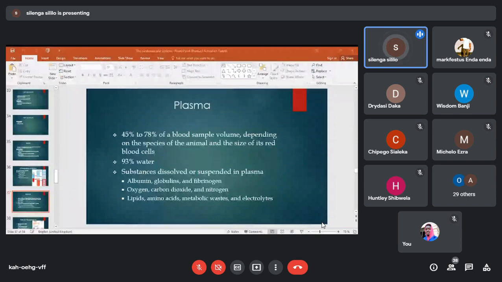So we are saying 99% of plasma is water, and then there are substances dissolved or suspended in the plasma. Those are the globulins and the fibrinogen. Then you have oxygen, carbon dioxide, nitrogen, lipids, amino acids, metabolic waste, and electrolytes. Electrolytes here, you're talking about sodium, potassium, chlorine, magnesium, dissolved within the same plasma, because that is what constitutes plasma.